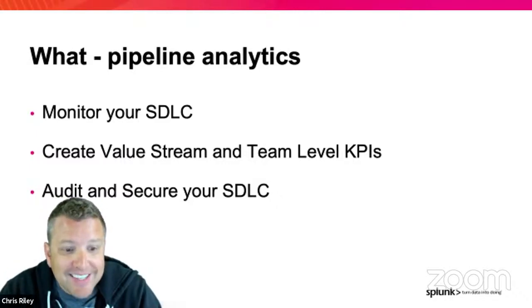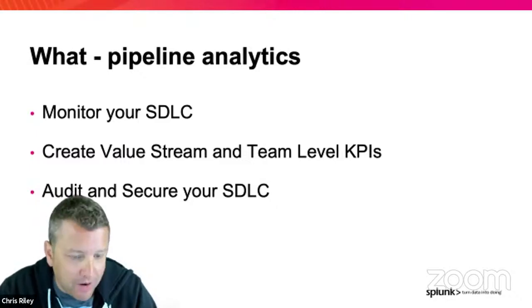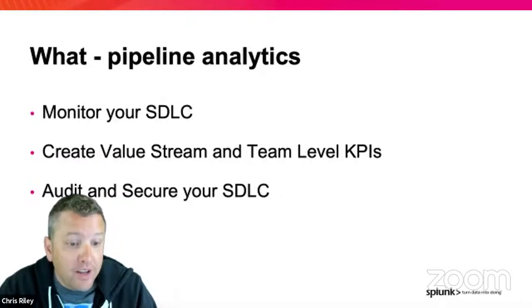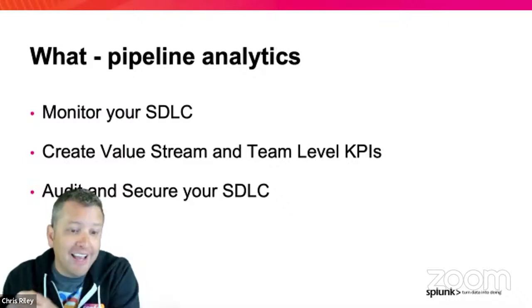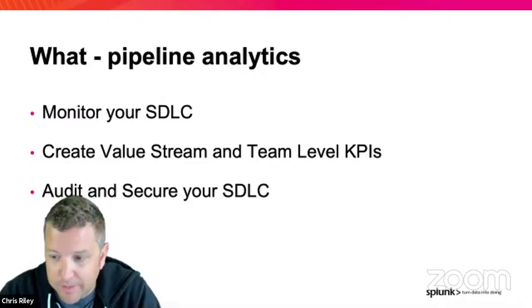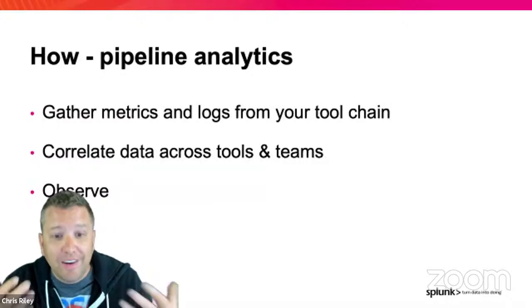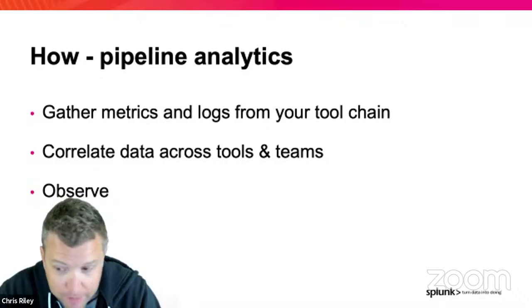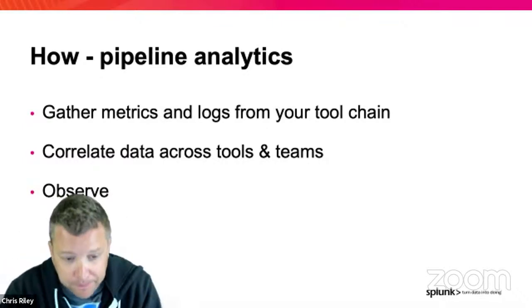The second step is to build value stream and KPIs on top of that data. So you're creating lenses, and you're going to create those lenses on auditing, an auditing lens, a securing lens, and a KPI lens. So once you start gathering those metrics, and I should say that how you gather the metrics matters a lot, and I'll talk a little bit about that in the next slide.